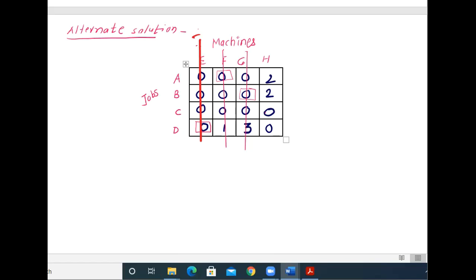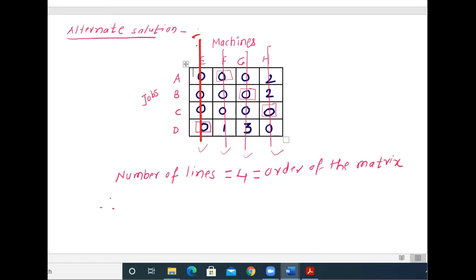Then we have to make an assignment. In the first row we have made, in the second row we have made, third row left. And now only one column left, and a zero is there. An assignment is possible. So make an assignment here and draw the vertical lines. So all zeros are crossed, right? Now how many lines have we drawn? Four lines, four vertical lines. The number of lines, of course, means horizontal as well as vertical, but there are only vertical lines, four, and it is equal to the order of the matrix. So therefore the optimum solution is reached.